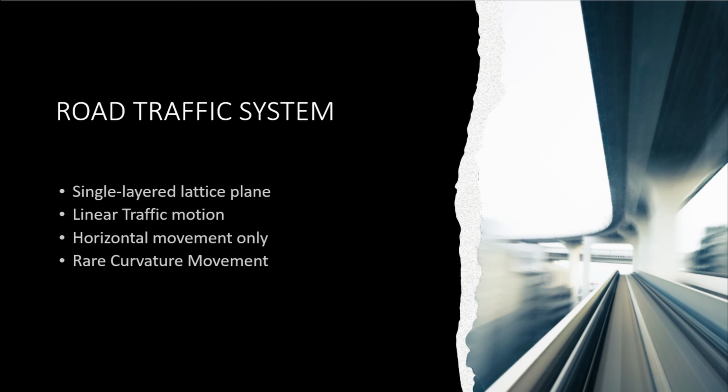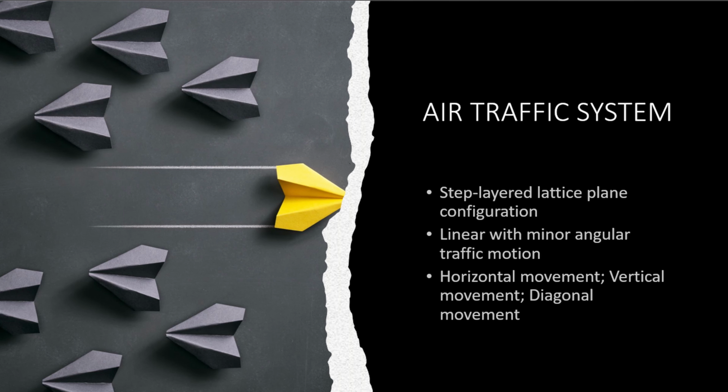So now comes the air traffic system. It features a step layered lattice instead of a single layered lattice. Now this configuration is because aircrafts are flying. They are not located on a single plane. Some may be located at another plane.